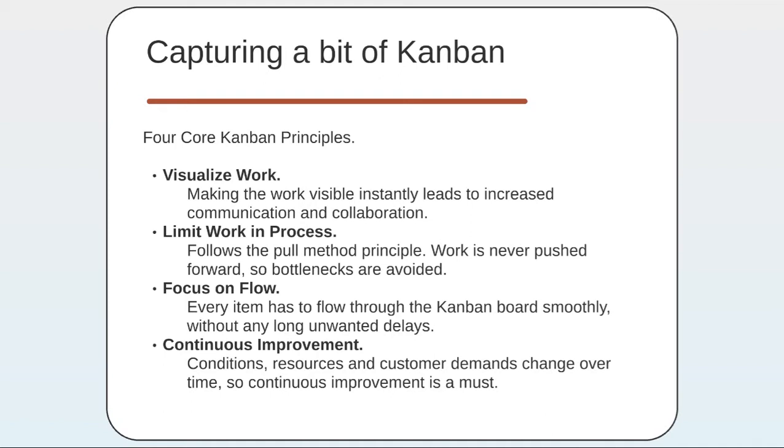And then the most important thing is continuous improvement. This is a principle for most of the agile methods. What we do in Kanban is continuously improve our process so that we are producing more and more quality sprints, more and more quality iterations in the future.